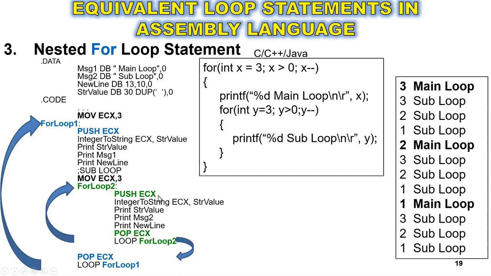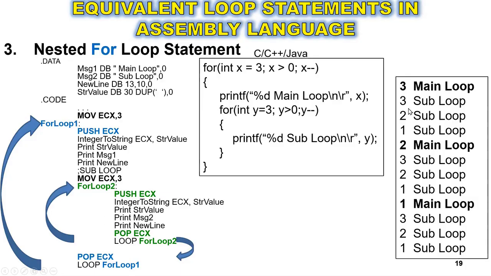the stack memory of the computer, followed by integer to string, print str value, print message 2, print new line. So it will display 3 subloop, and then pop ECX. And then we wrote the command loop, which will automatically deduct 1 from the present value of the ECX, and then it will jump to that for loop 2 label if and only if the ECX is not yet equal to 0. So it will repeat 3 times.